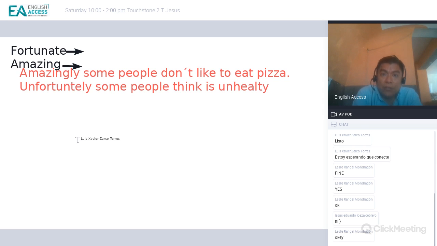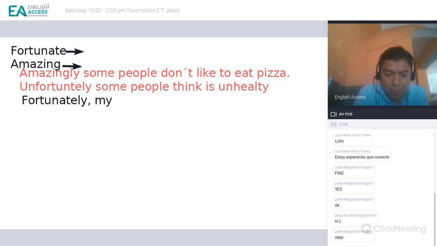For example, right here, Leslie says, amazingly, some people don't like to eat pizza. She is surprised. This means she likes pizza. That's why she says, unfortunately, some people think it's unhealthy. And here, unhealthy is missing the pronoun it's. Some people think it's unhealthy to refer to the subject pizza. Okay. So what we can do, and fortunately, you can write an example with fortunately. Fortunately, my mom lets me eat pizza.